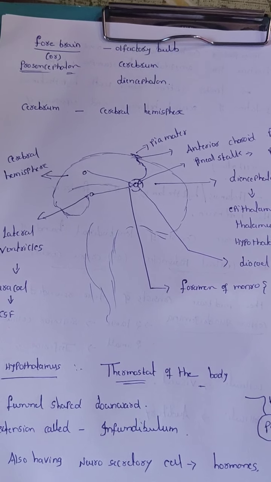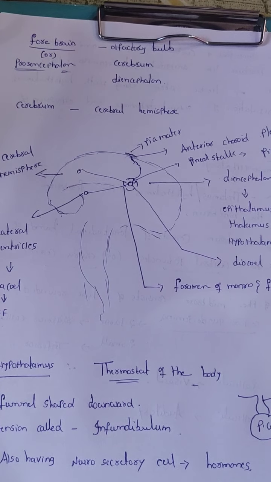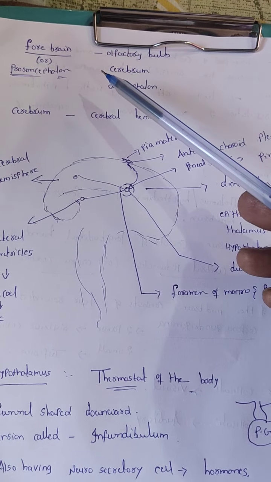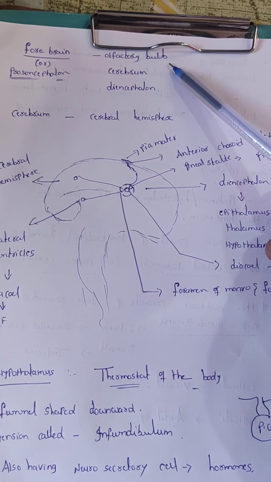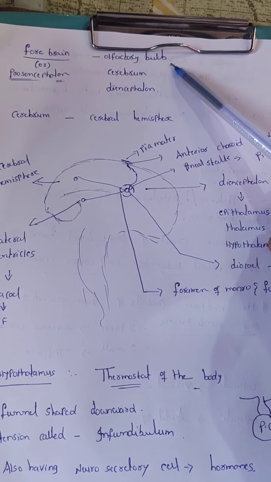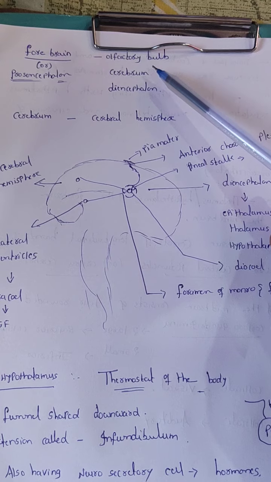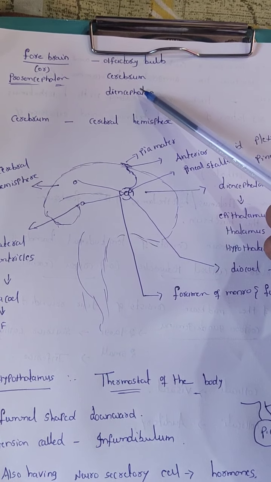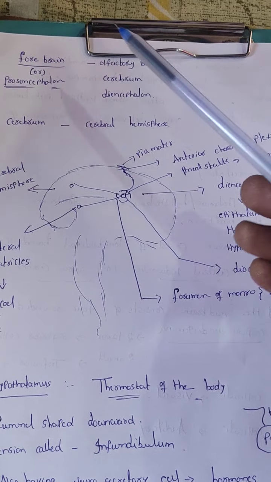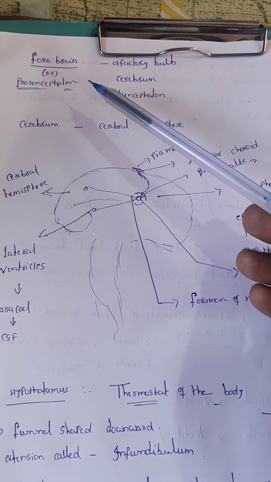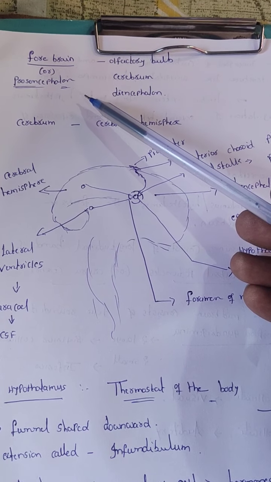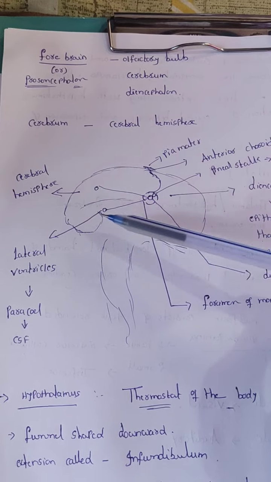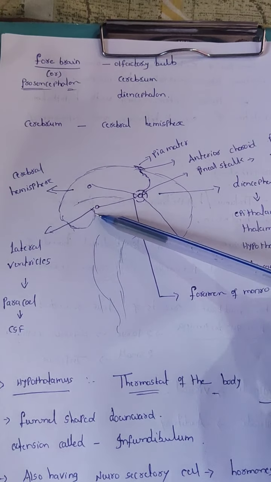Good morning. Last class we discussed the forebrain. I already said the forebrain has three parts. One is the olfactory bulb for smelling, the second is the cerebrum, which is the largest part of the brain, and the third is the diencephalon. Forebrain is also called the prosencephalon. Pro indicates front.